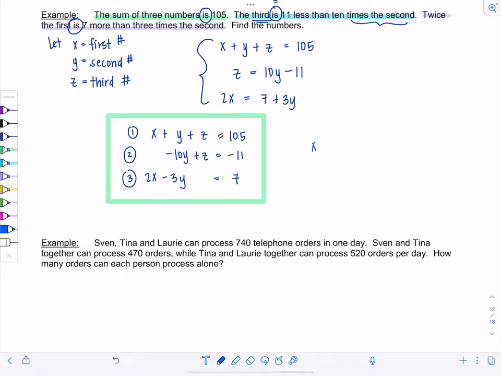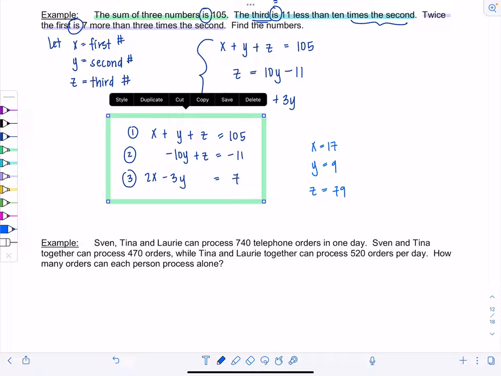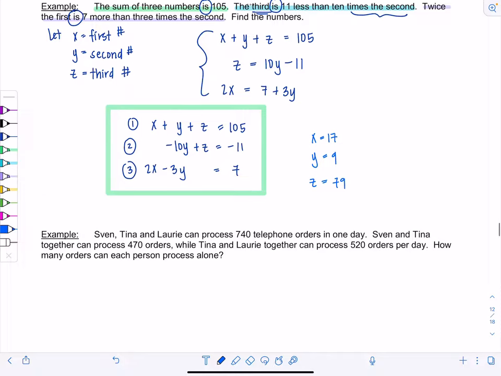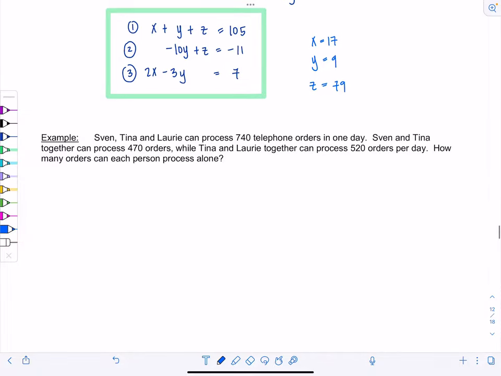All right, so you should get x is 17, y is 9, and z is 79. I'm not going to answer in a complete sentence or whatever. It just said find the number, so there they are. We found them. Okay, let's look at another example.